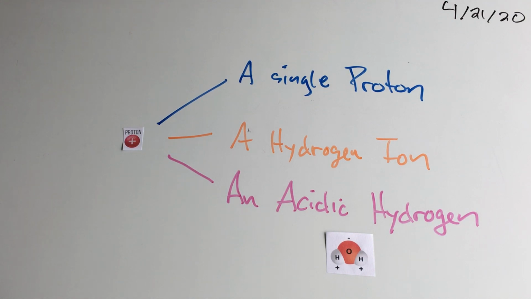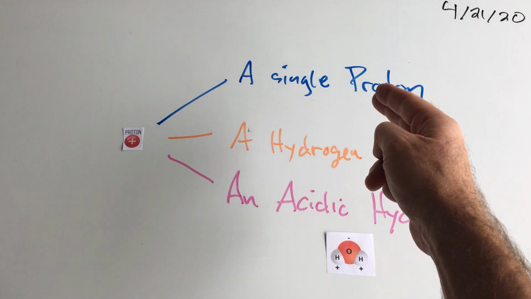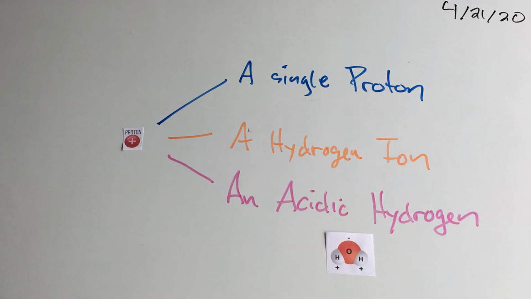So usually scientists only like one name for everything, but because of history and the way this was figured out, it gets all these fun names. Whoop, there it is. So a single proton is a single proton. It's also a hydrogen ion. It's also considered an acidic hydrogen.